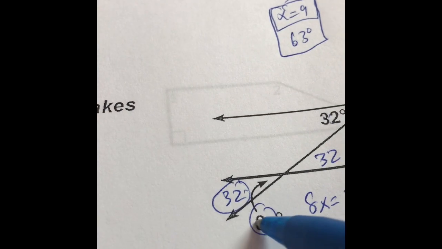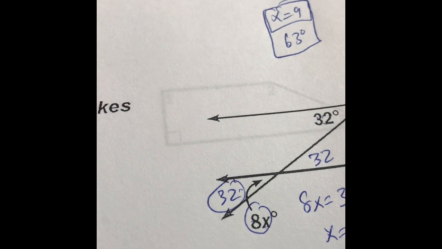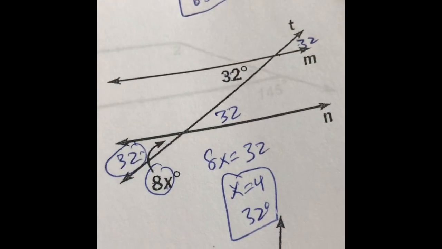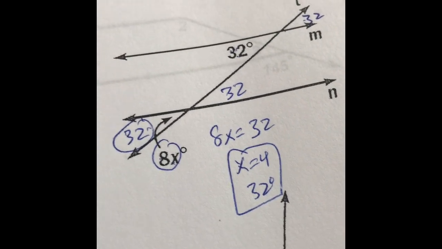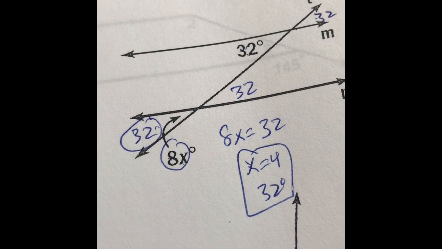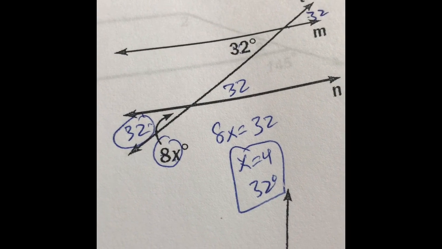Plug 4 back into x. 8 times 4 is 32 degrees. So that is what your answer is going to look like. X equals 4, which is 32 degrees. Go ahead and do the next one, please.